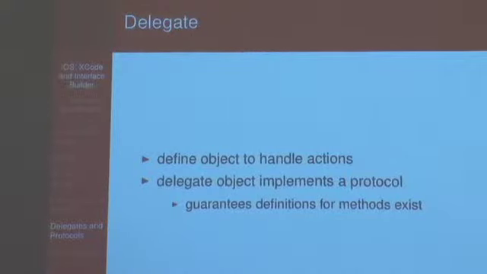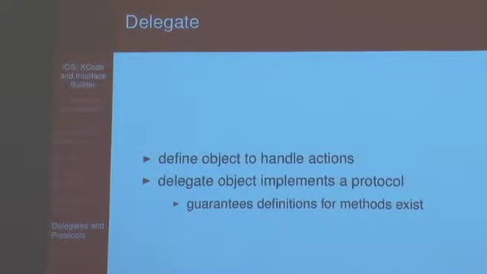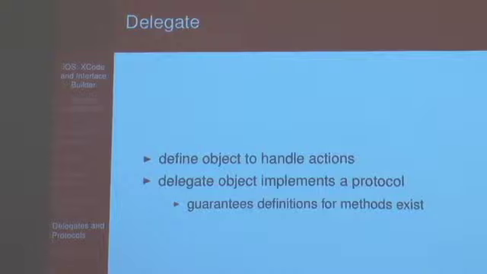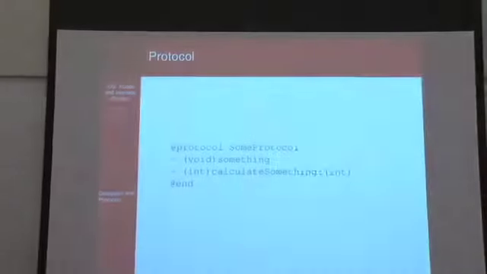Now in order to tell the compiler and the programmer what behaviors are implemented by this delegate object, we're going to use a protocol. And this protocol is effectively equivalent to a Java or PHP interface. All it is is a list of methods that will be implemented by some class. So a protocol could look something like this. I've called my protocol SomeProtocol.